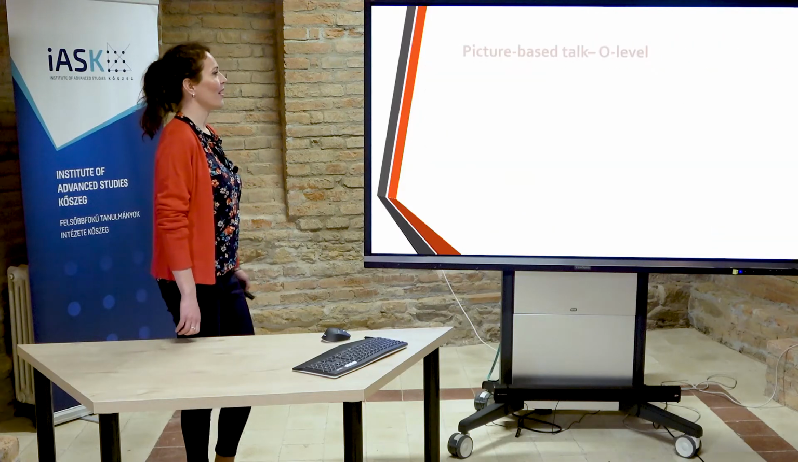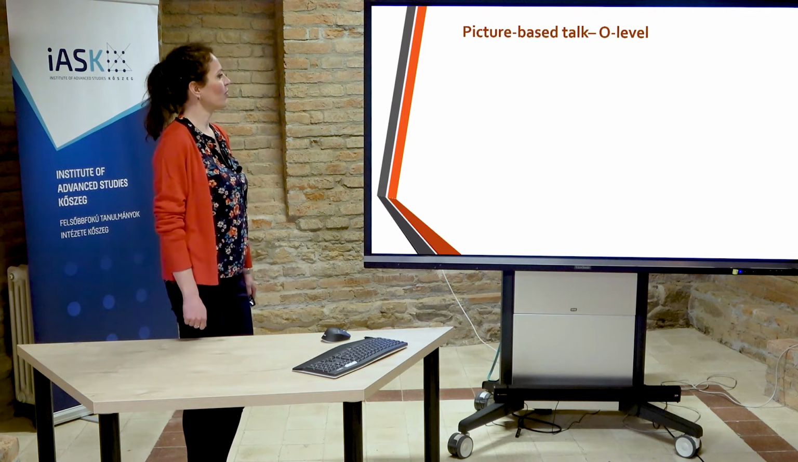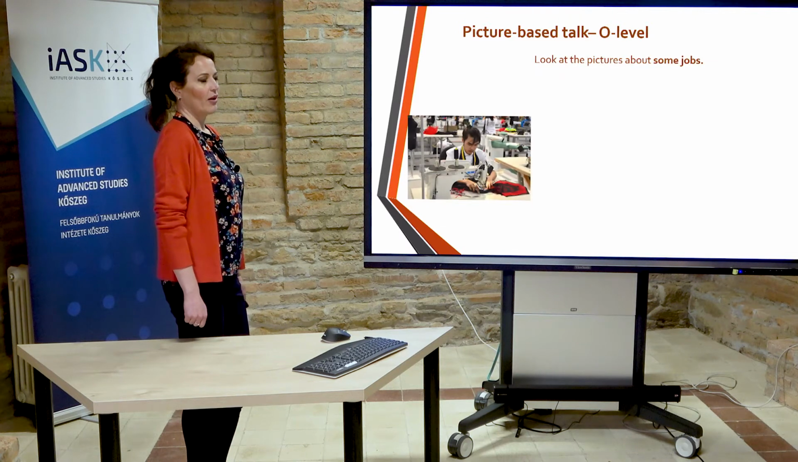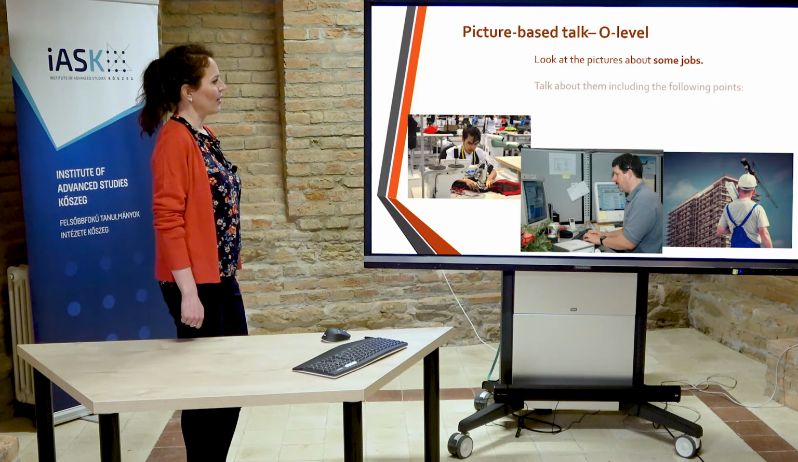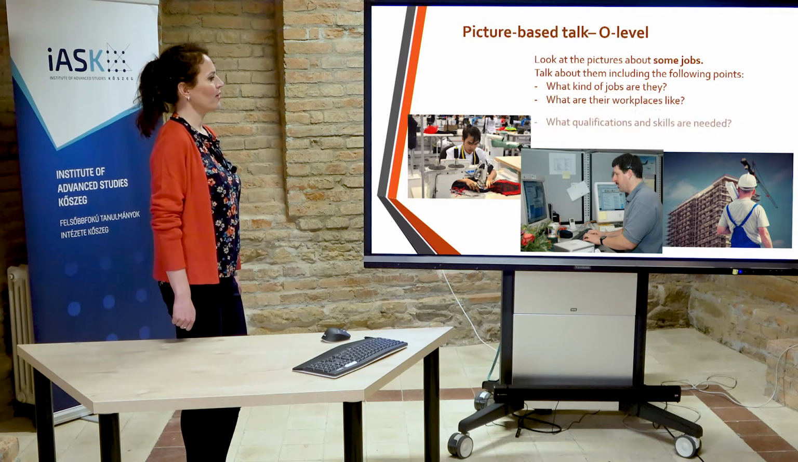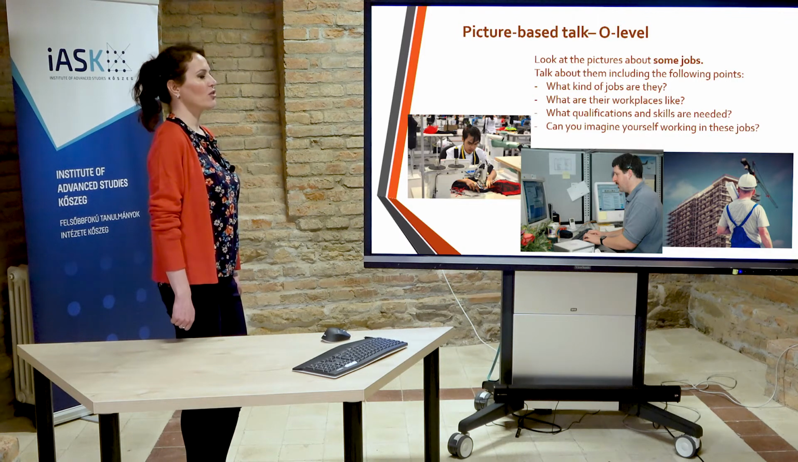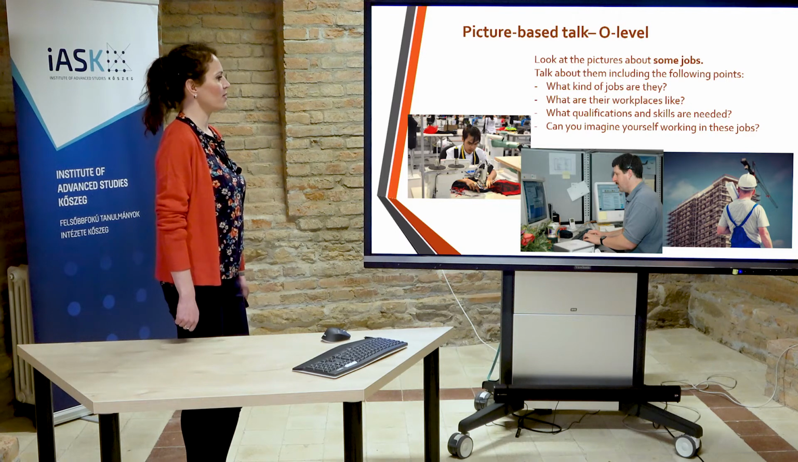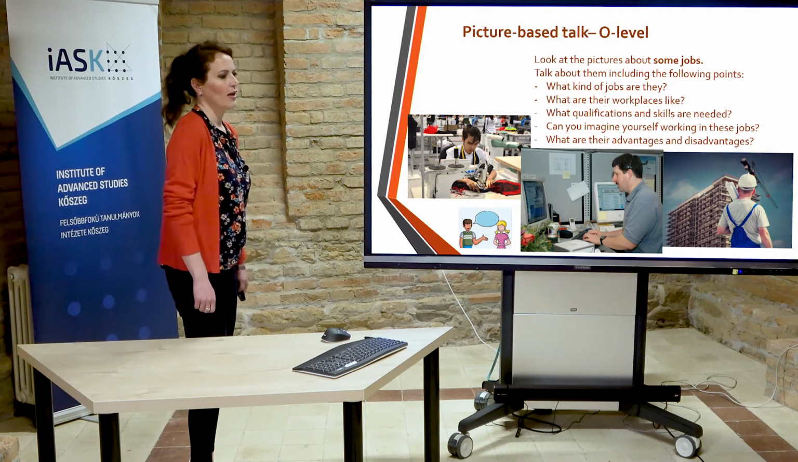Okay, let's go on and let's see the third part of the O-level exam, which is a picture-based talk. Look at the pictures about some jobs. Talk about them, including the following points. What kind of jobs are they? What are their workplaces like? What qualifications and skills are needed? Can you imagine yourself working in these jobs? What are their advantages and disadvantages?